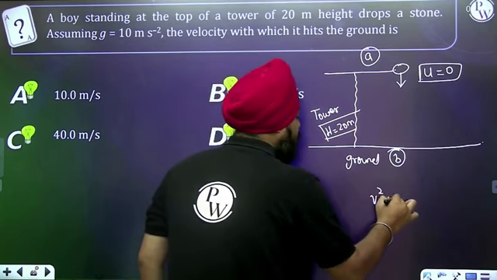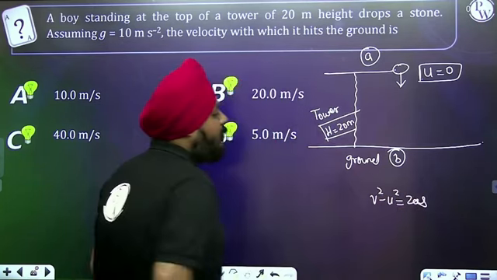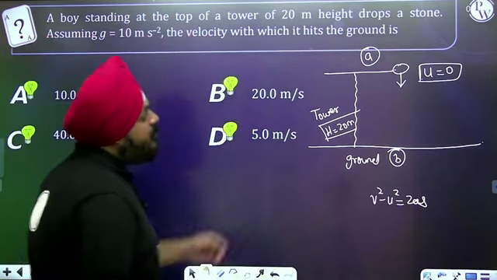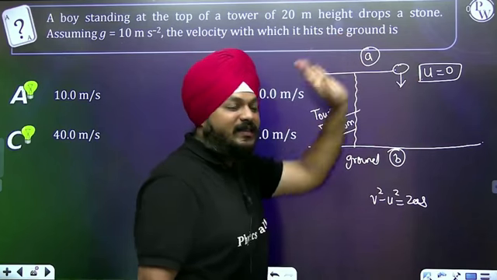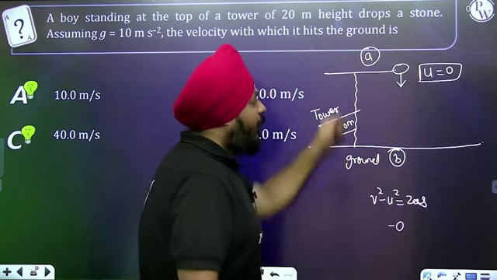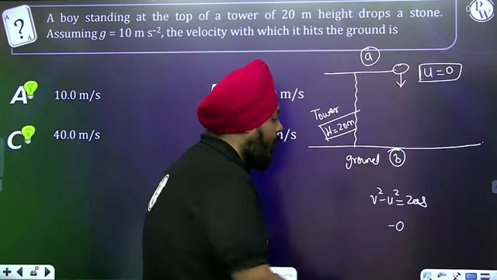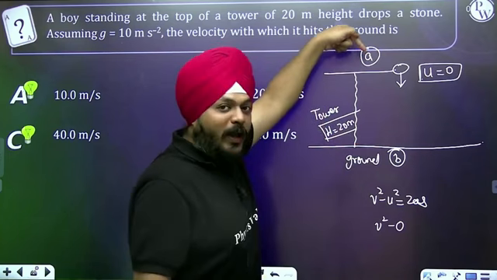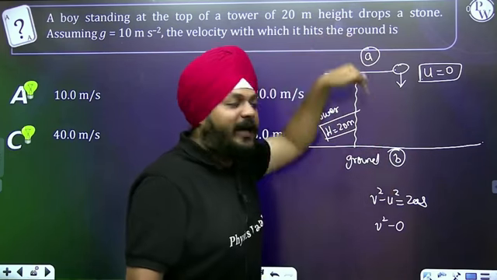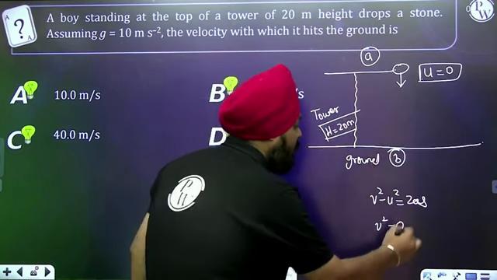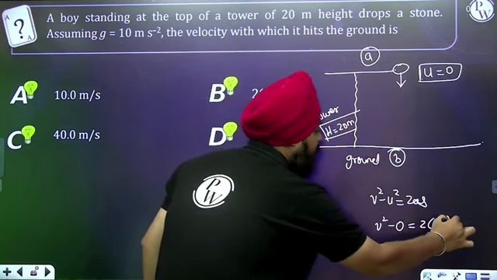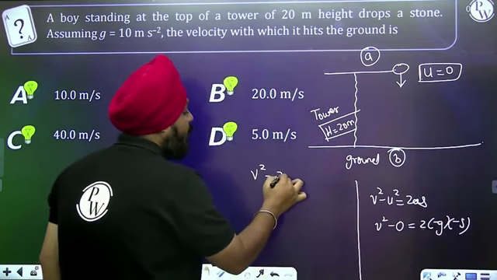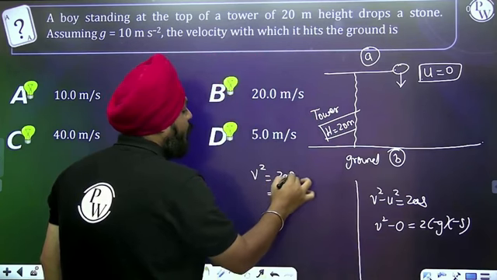v square minus u square is equal to 2as. The third equation of motion that we have to use. Apply the sign conventions in between A and B. u is 0. v is actually negative, but we are having square, so it is going to be positive. g is negative, and with respect to A, displacement is also directing in downward direction, so it is negative. So it is 2, negative of g, negative of s, right? So v square is equal to 2g of s, or you can say h.